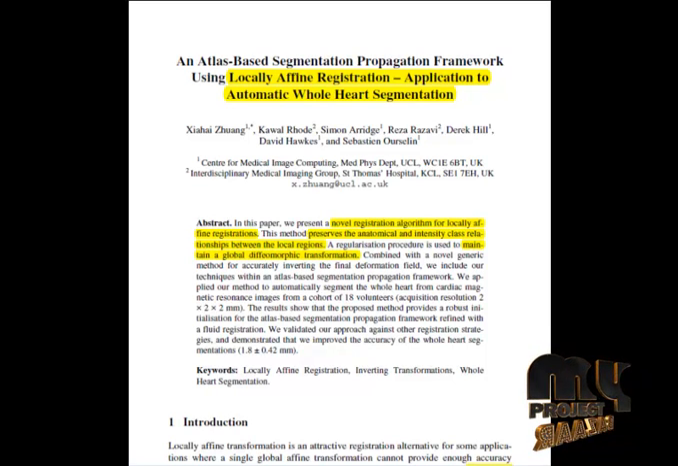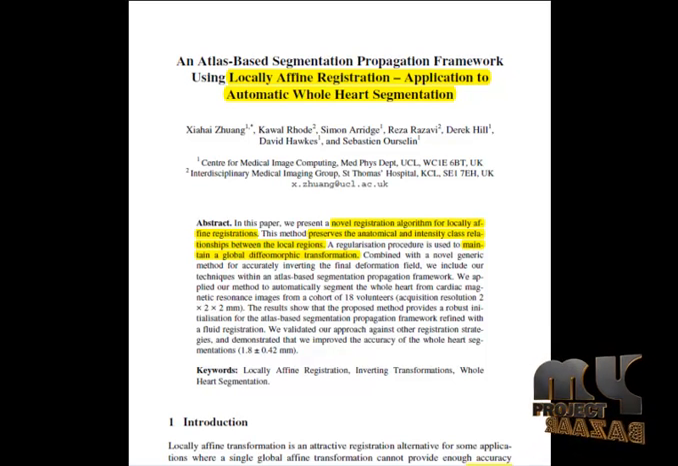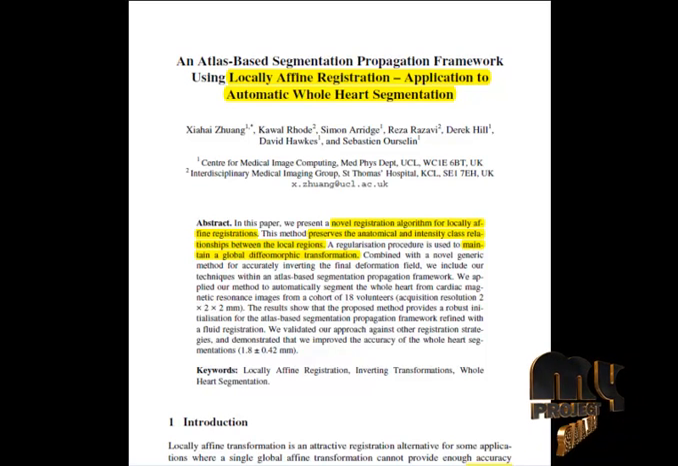Now let's see about the abstract. In this paper, they segment the whole heart by the use of a locally affine registration technique. Instead of the locally affine registration technique, we use the watershed algorithm. Here we segment the whole heart in the cardiac MRI images.